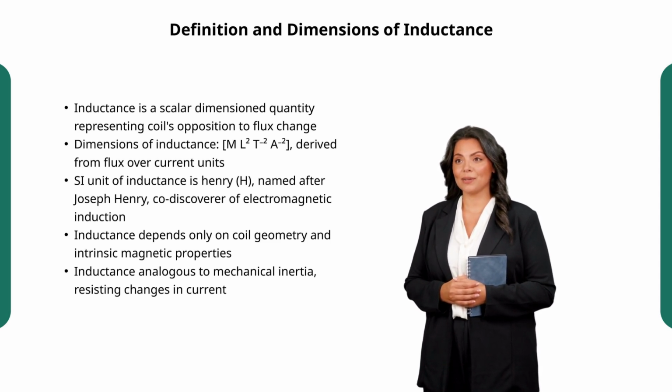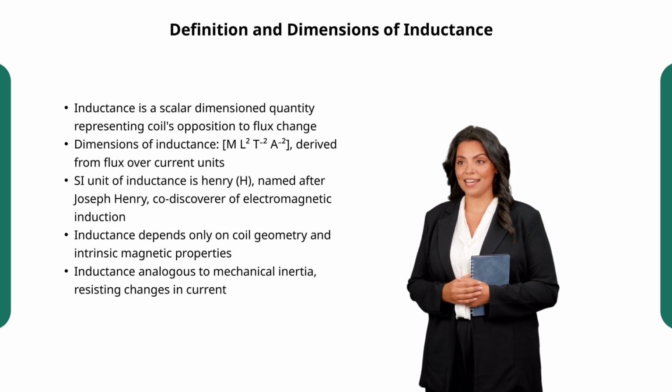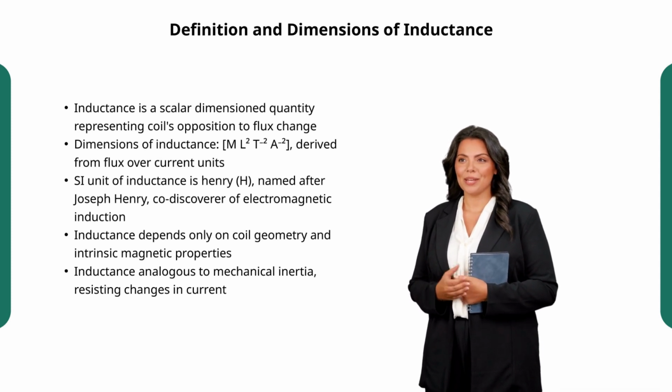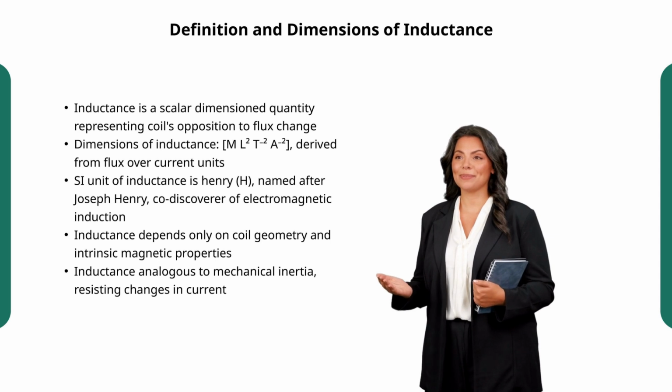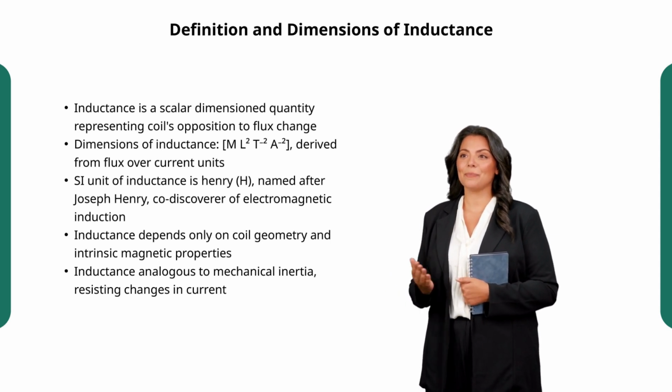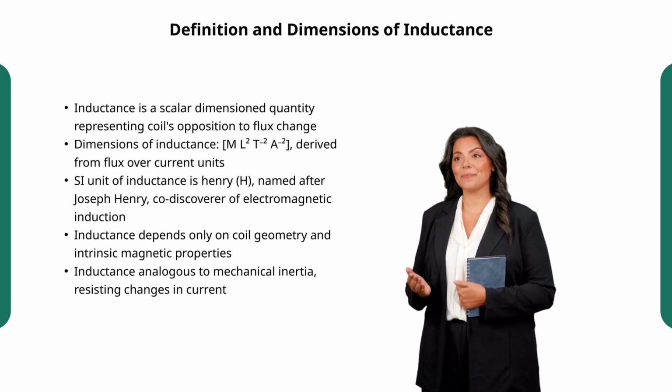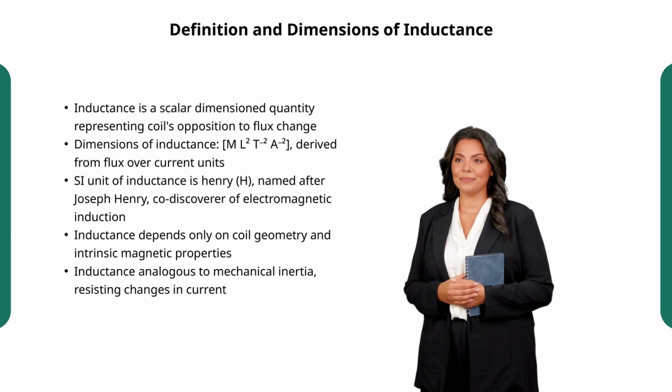The SI unit for inductance is the Henry, abbreviated H, honoring Joseph Henry, who independently discovered electromagnetic induction alongside Michael Faraday. What's important to remember is that inductance depends solely on the coil's physical geometry, like how many turns it has, its shape and size, and on the magnetic permeability of the medium inside it. This dependence on geometry and intrinsic materials is very similar to capacitance, which depends on area, spacing, and dielectric constants.